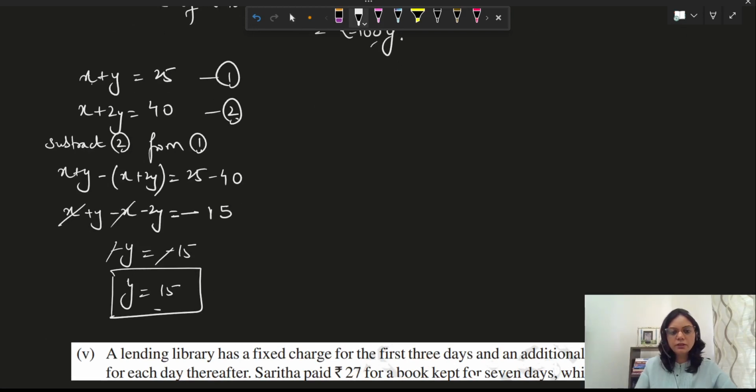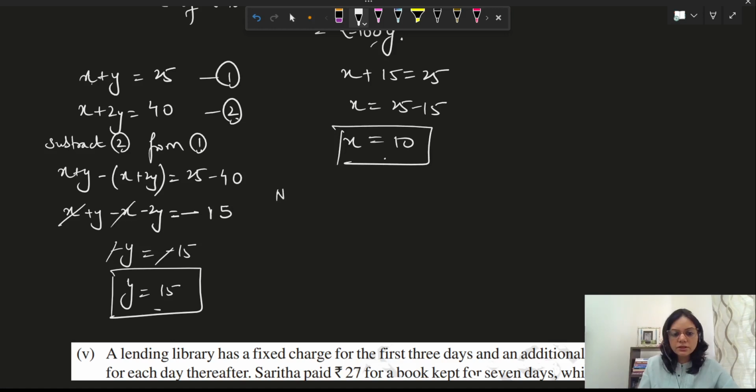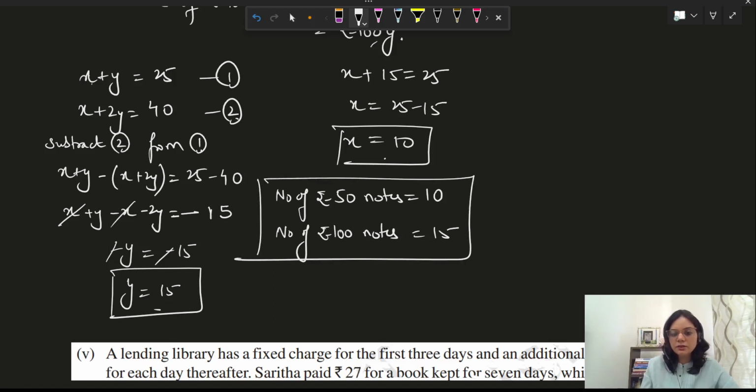If y is 15, put it over here. x plus 15 is 25. So x is how much? 25 minus 15, 10. So you can say the number of rupees 50 notes is 10. Number of rupees 100 notes is how much? 15. That is the final answer.